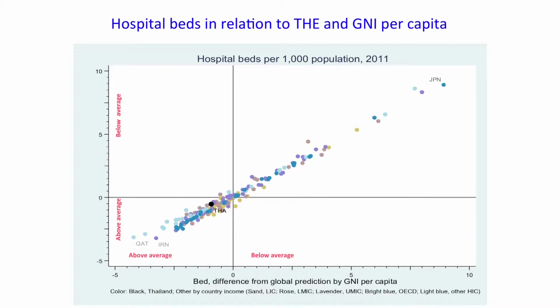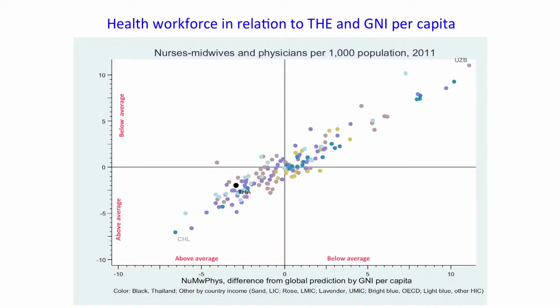You see one of the outliers on the far right upper quadrant, which is Japan. They have too many beds per 1,000 population. Also, health workforce in Thailand is relatively above average. Doctors, nurses, and midwives per 1,000 population are lower than the predicted value given the THE and GNI per capita achievement in Thailand.